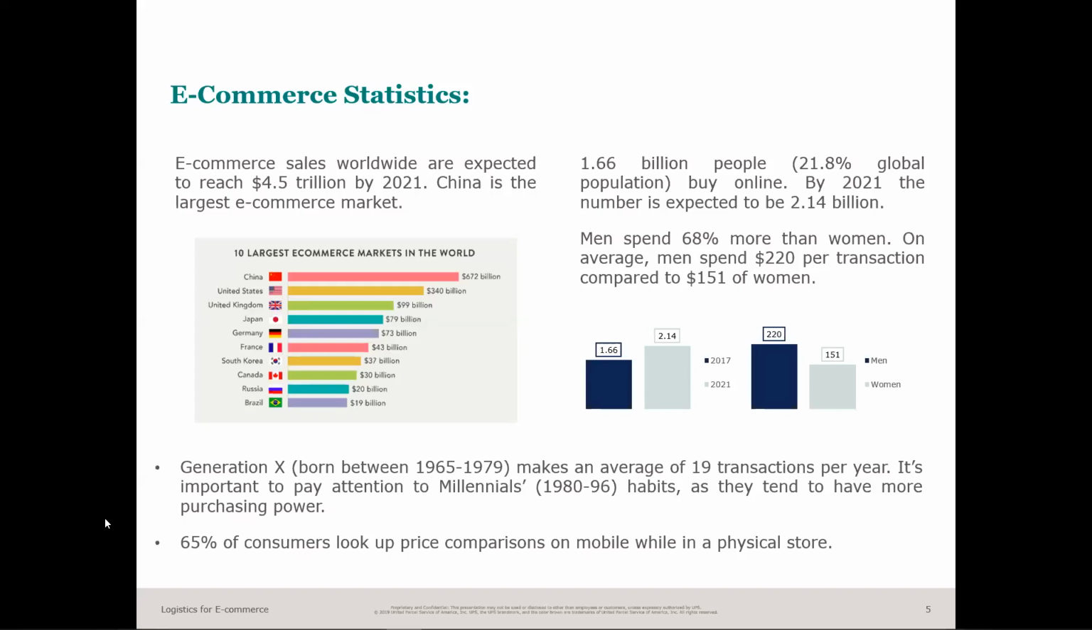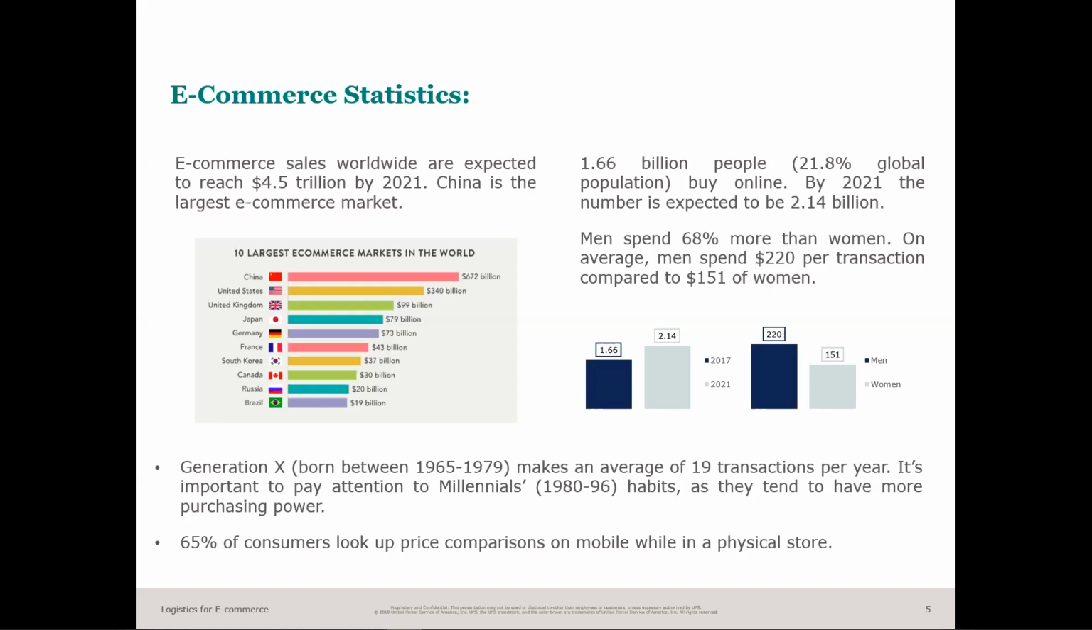And when we look at where that additional spend is coming from, you've got almost 1.7 billion people, or 22% of the population, who are buying online. And that's expected to change dramatically even in the next year to be 2.14 billion people who buy online. And quite candidly, with new situations happening in the economy today in the middle of 2020, that could even change more rapidly than current predictions.